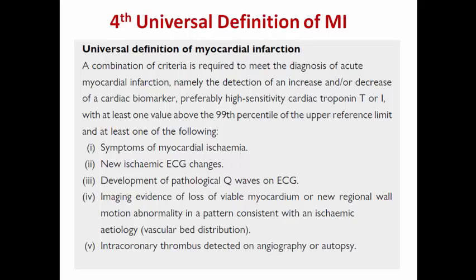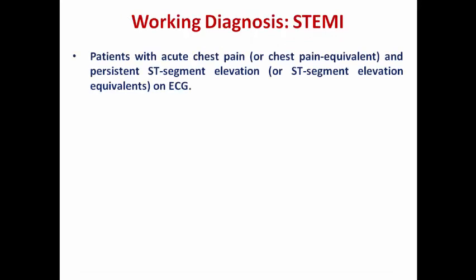But remember that the definition means detection of rise or fall, so you need two sets of cardiac biomarkers, not just one marker, to diagnose MI. What do we mean by a working diagnosis of STEMI? Here the patient presents with acute chest pain or chest pain equivalent and persistent ST elevation or ST elevation equivalence. That's why we call it ST elevation myocardial infarction, without waiting for the cardiac biomarkers.